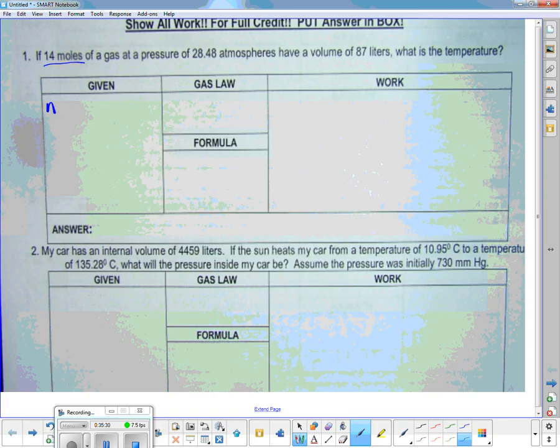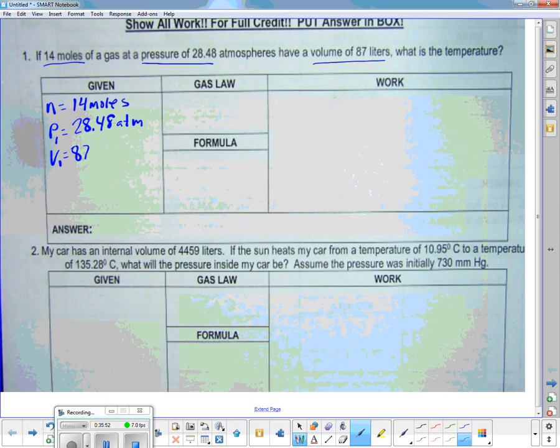I have moles, and a pressure. P1, I'm going to just put P1 because I don't know if there's more than one. And a volume. What is the temperature? So I'm looking for temperature. Whose law? Oh, it's the ideal gas law.